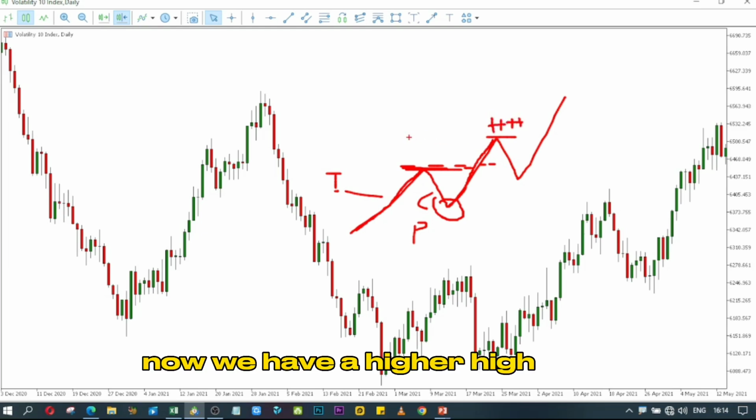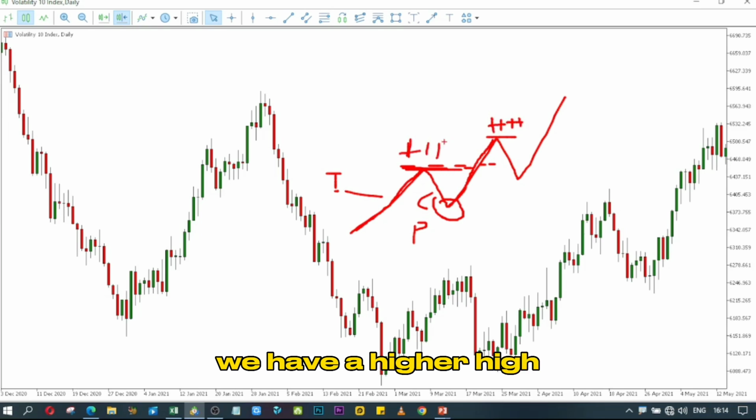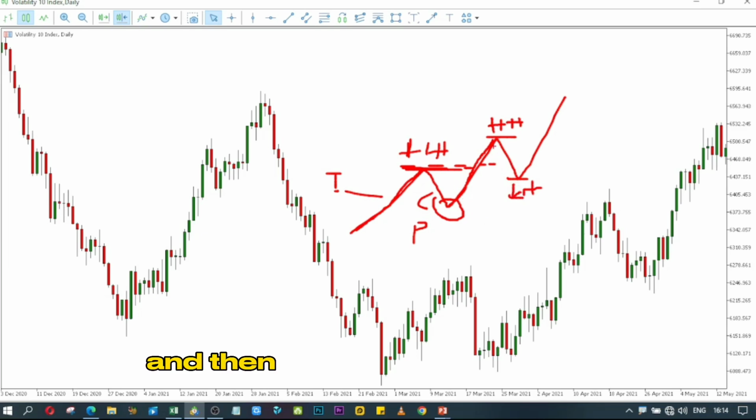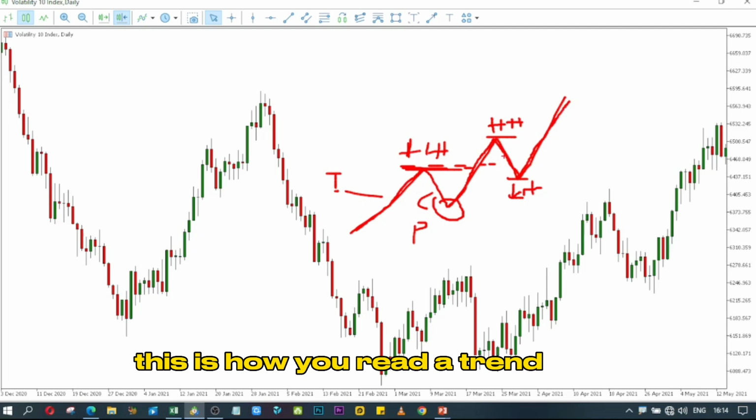Now we have a higher high here, we have a higher high at this point right here. Then you see the pullback, another lower high here, we call this a lower high, right? And then at this point right here, you want to see the market again creating another impulsive move. This is how you read a trend, all right?